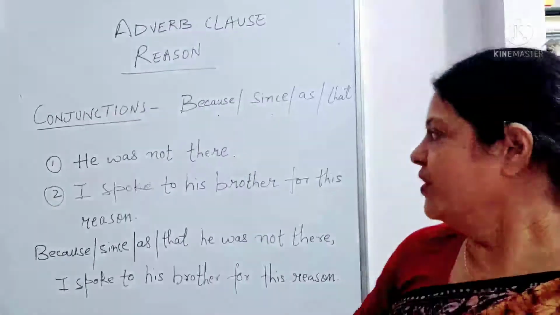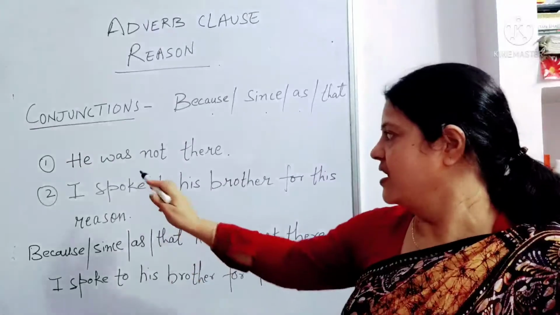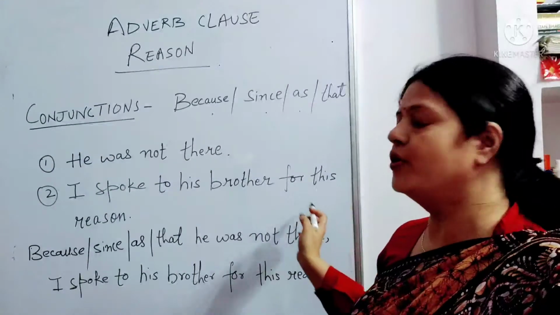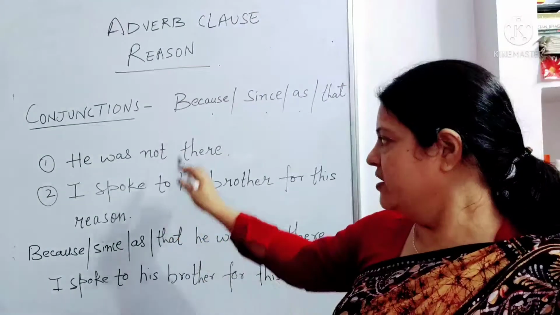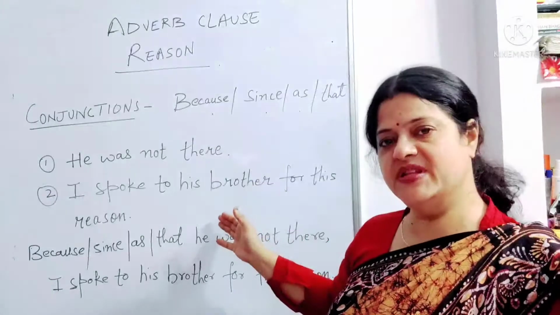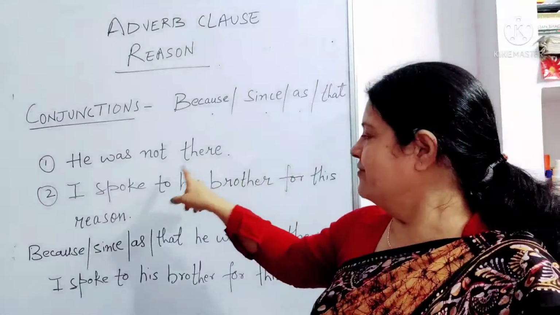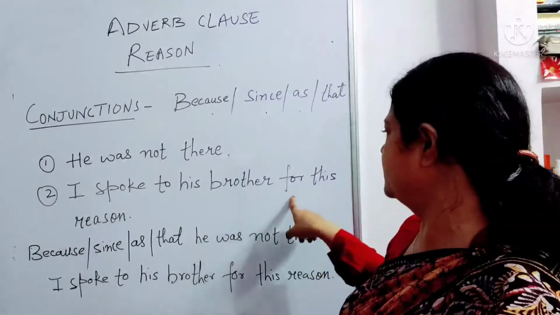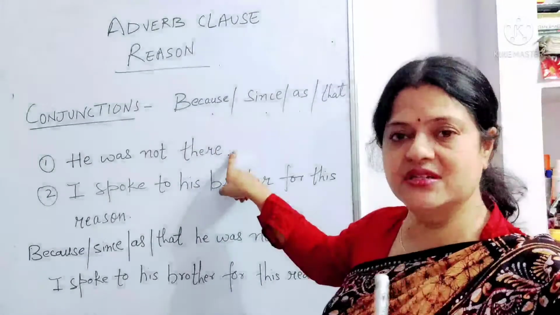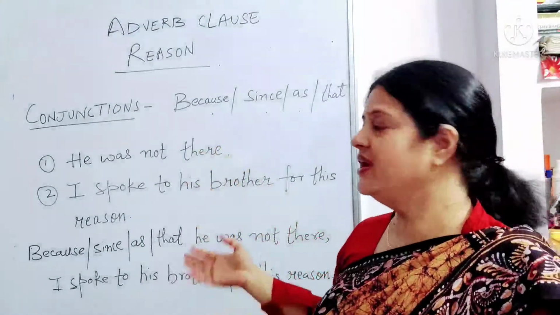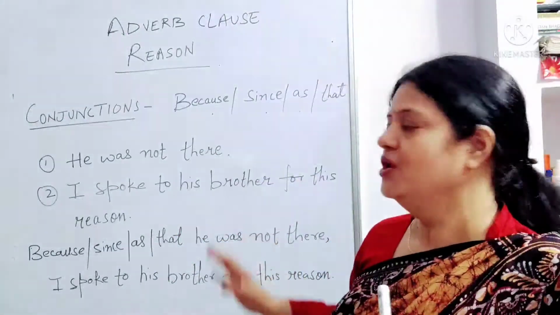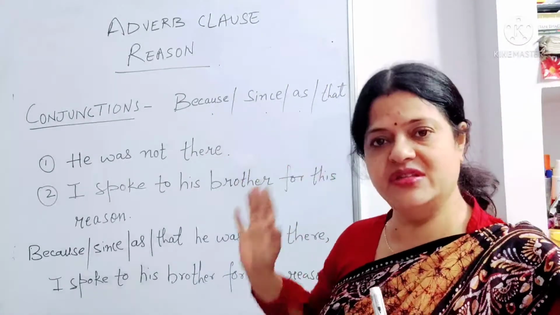Here I have written two sentences. He was not there. I spoke to his brother for this reason. These are two normal simple sentences. The first sentence, "He was not there," is showing the reason, because we know that as he was not there, this is the only reason that I spoke to his brother.